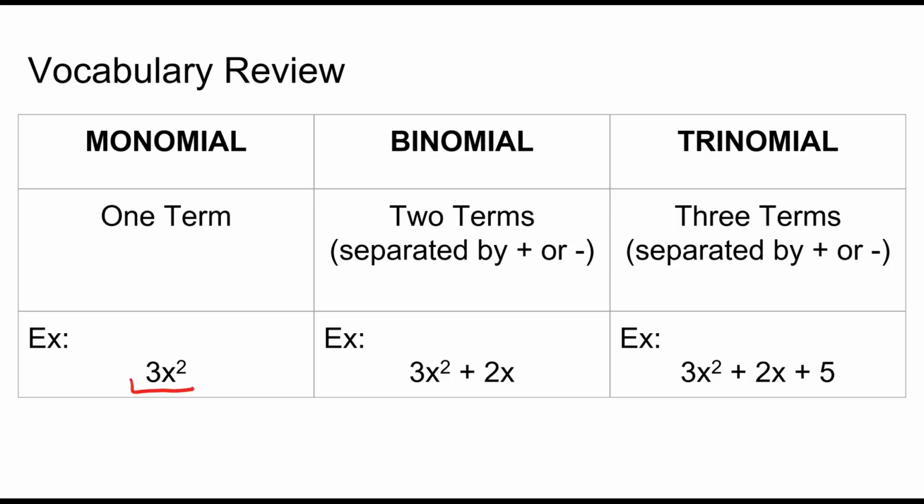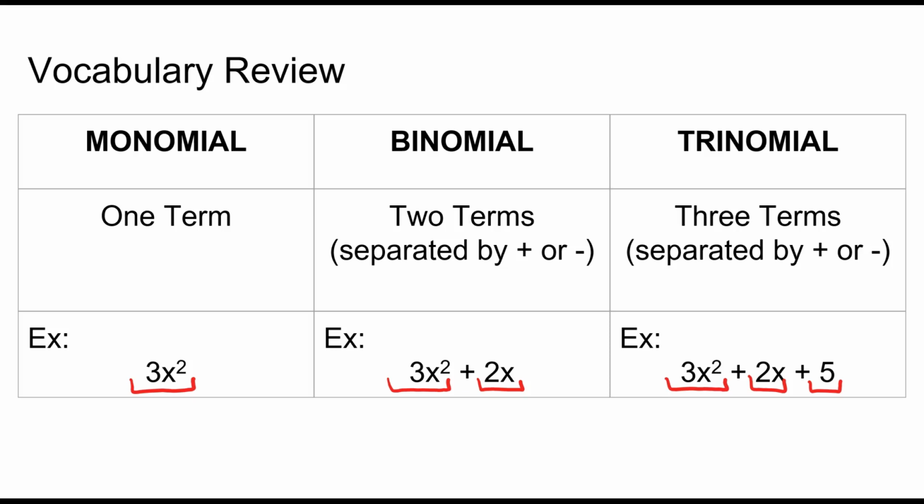A monomial is one term. A binomial is two terms separated by a plus or minus. You can think of a bicycle, 2 wheels. And a trinomial is 3 terms separated by a plus or minus. Think of a tricycle, which has 3 wheels.